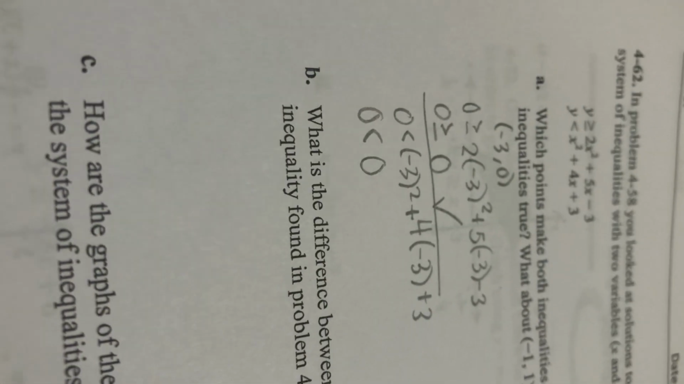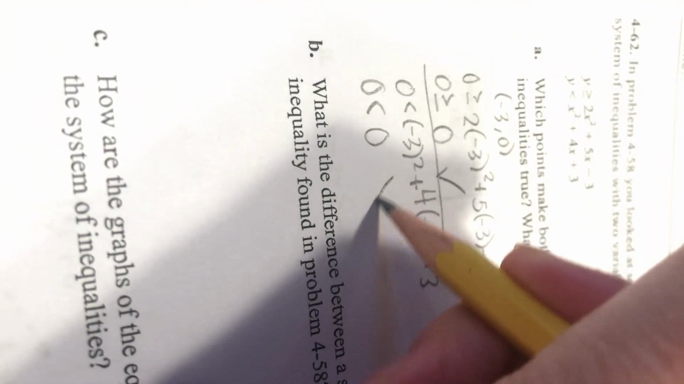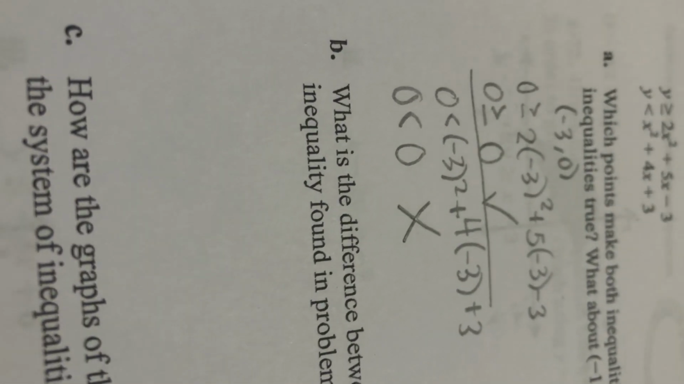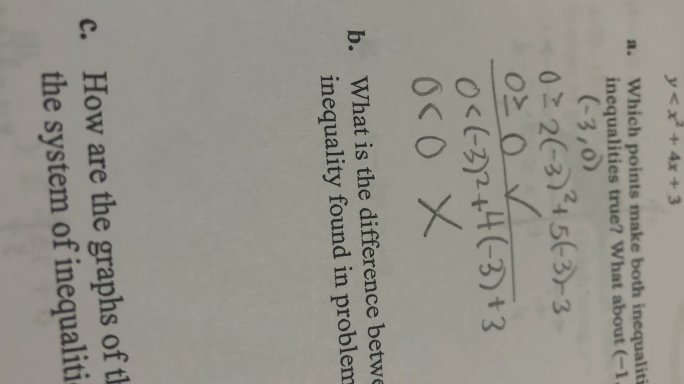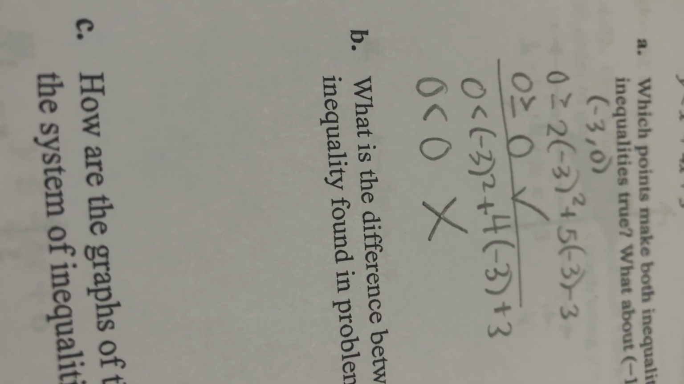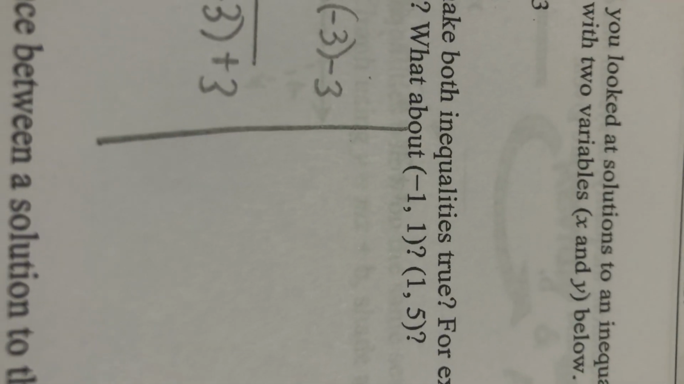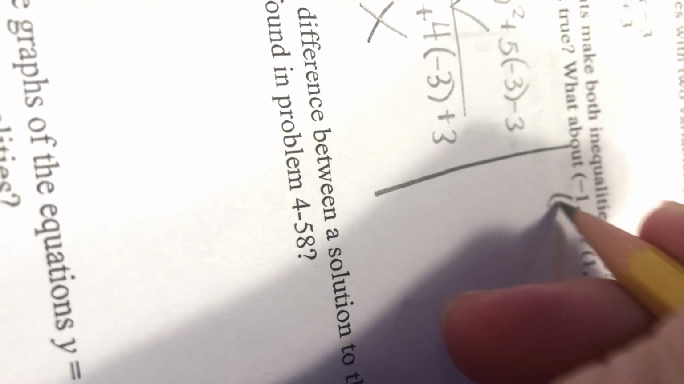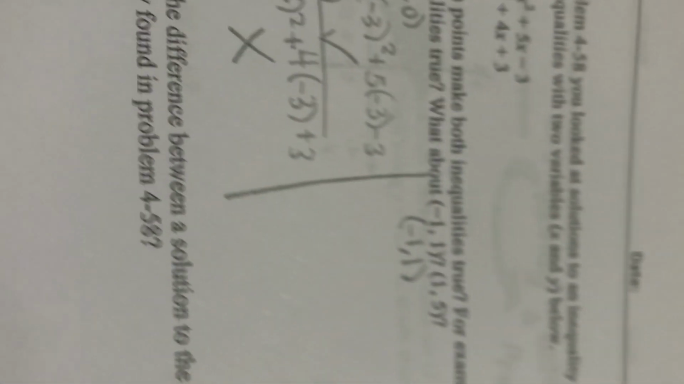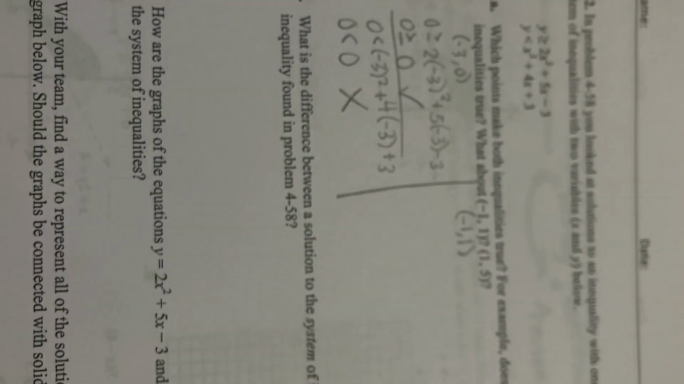So is 0 less than 0? Well, not quite. It's equal to, but it's definitely not less than. So -3, 0 is definitely not a solution to the system of inequalities because it doesn't work for both. Right now, we're going to try the other point, which is -1, 1. Same process. You should be writing this down in your packet and following along with me.